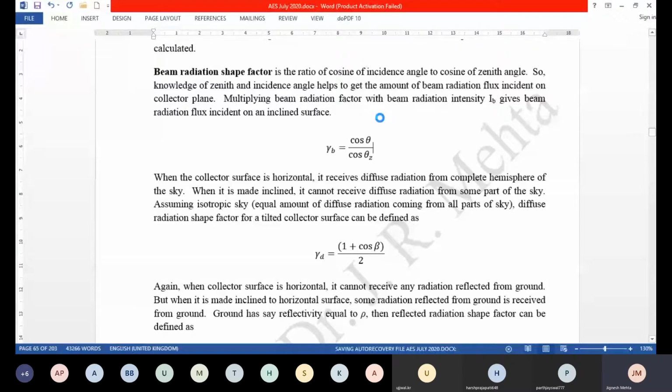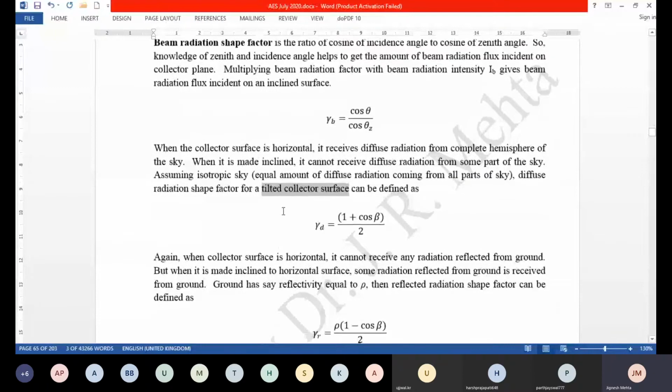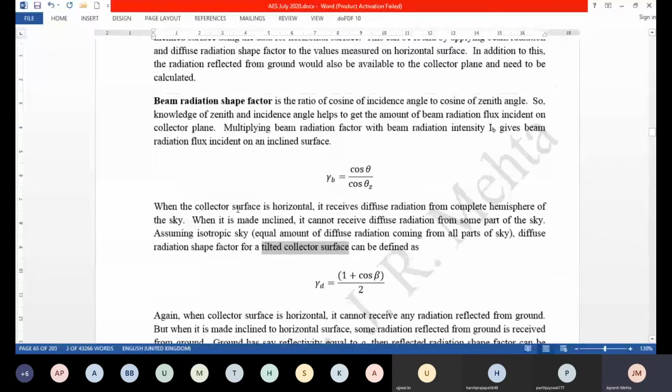Now, what about diffuse radiation? Again, try to recall the diagram that was shown in the previous lecture. An inclined line, and so the inclination or tilt is equal to beta. Okay, tilt is equal to beta. Then what do you think? Now we are talking about the diffuse radiation factor, the diffuse radiation shape factor. So whether that value would be greater than 1 or less than 1.